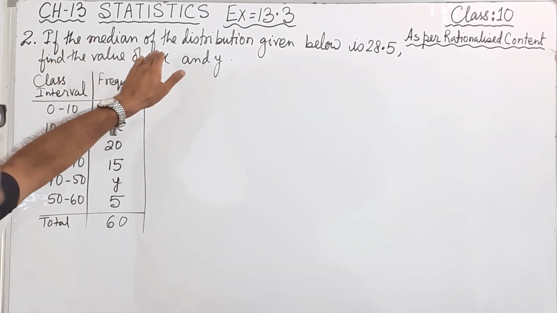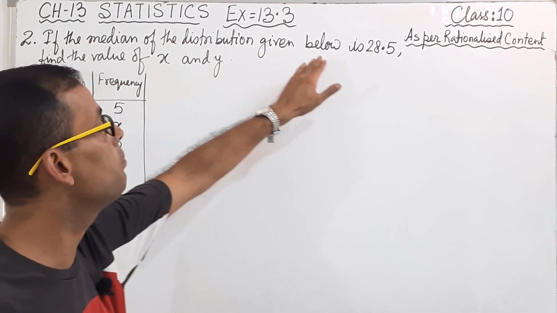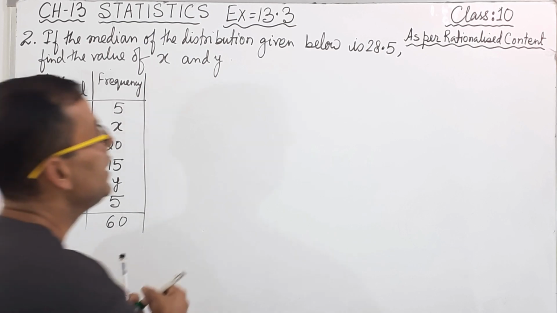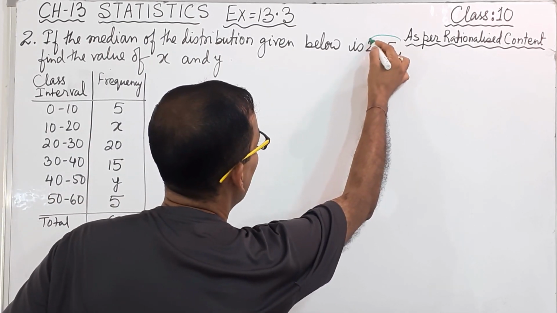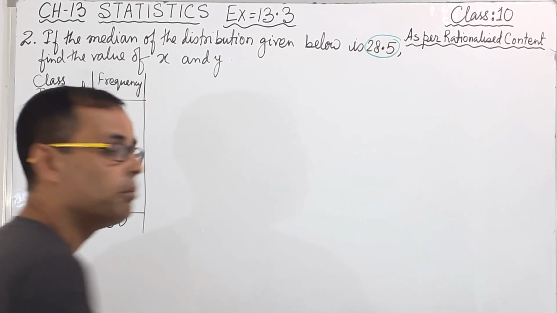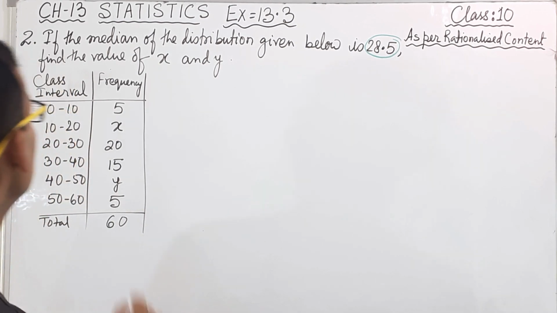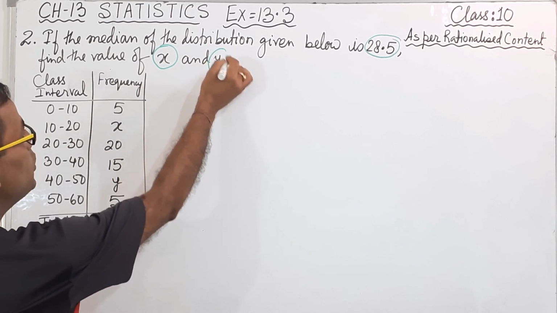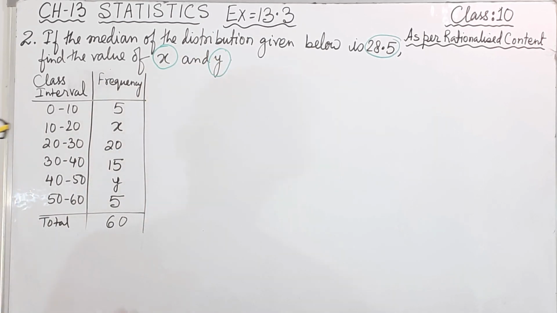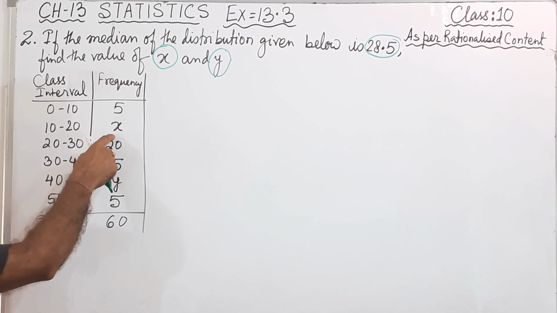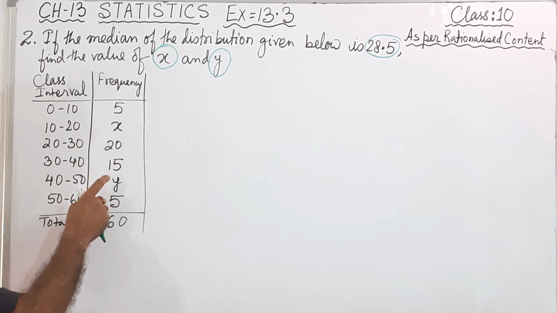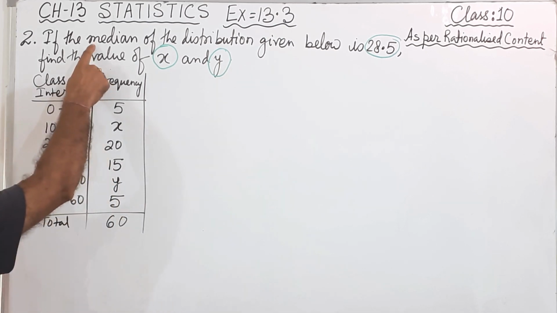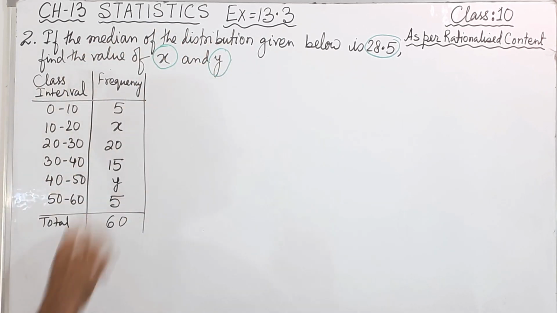If the median of the distribution given below is 28.5, that means here the median is being provided to us. Find the value of x. You have to find out the value of x and the value of y. Now where is this x? See, the chart is given. X is here. This x is how much? And this y is there. This y is how much? Okay, and we have to see here that the median is provided to us.